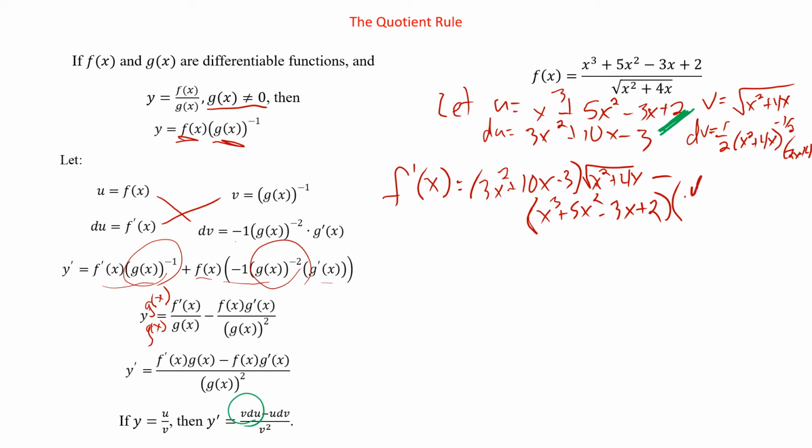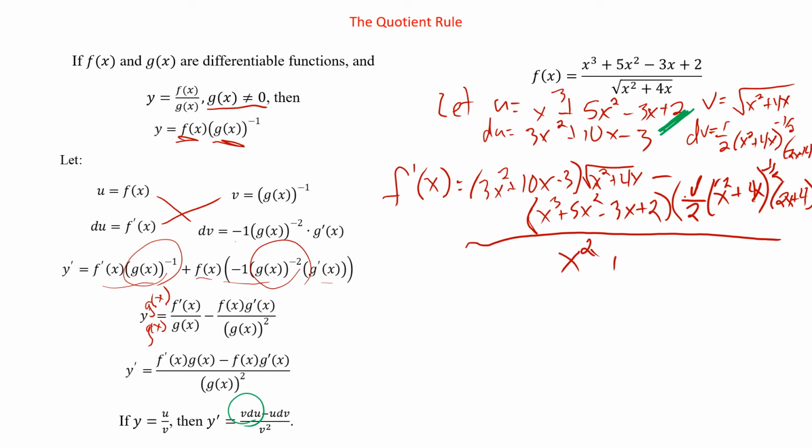1/2 x squared plus 4x to the negative 1/2 times 2x plus 4. And yes, you could simplify that a little bit if you really wanted to, but there's times we're not going to. Anyway, this is all over the denominator squared. When you square the square root, you'll just get x squared plus 4x.